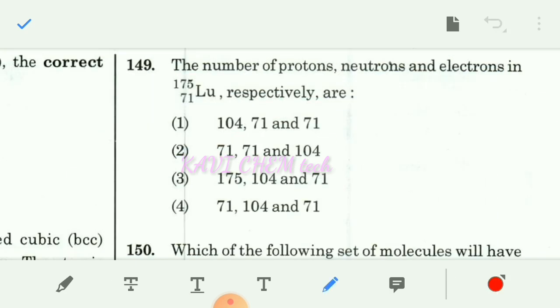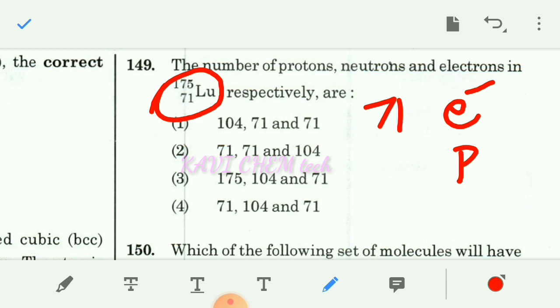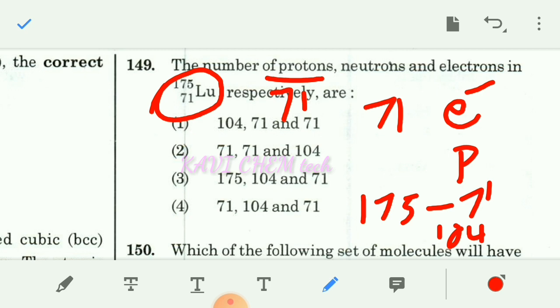Okay, so the number of protons, neutrons and electrons in lutetium 71-175. Okay, the number which is written at the bottom is the atomic number. So that atomic number, 71, is equal to the number of electrons and the number of protons. Whereas the neutron, how will you find the neutron? Neutron is equal to mass number minus atomic number, which is 104. So in which order is it asked? Proton 71, neutron is 104, again electron is 71. So 71, 104, 71. So option 4 is the correct answer.